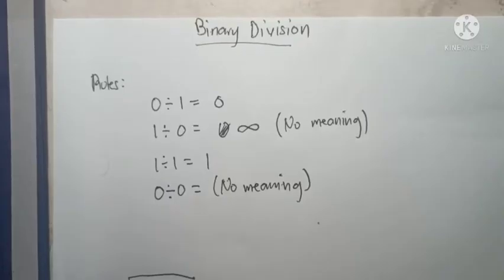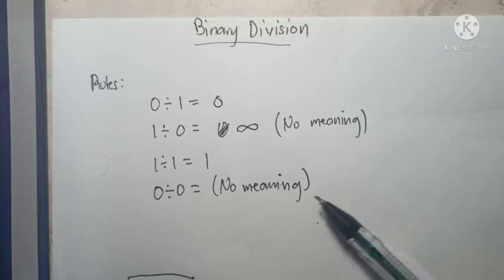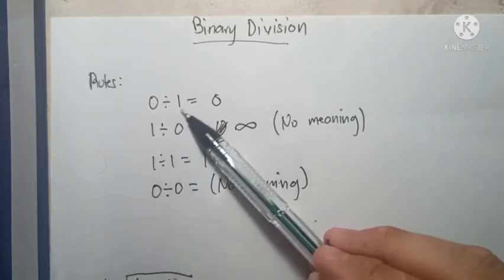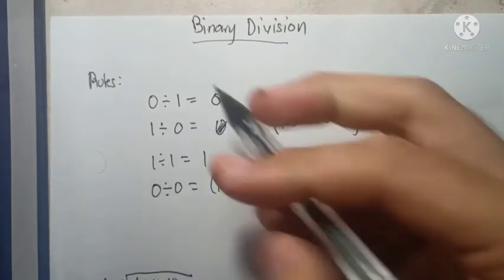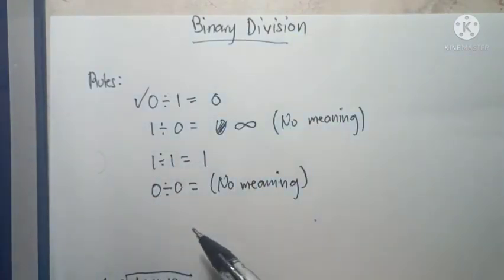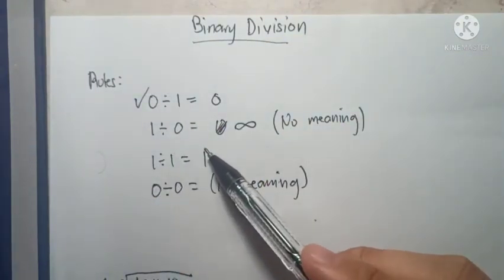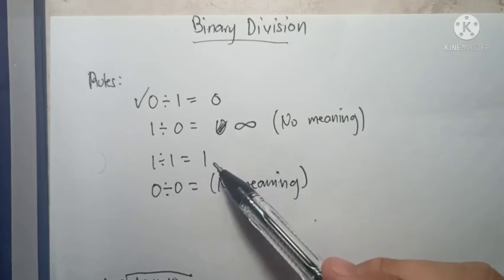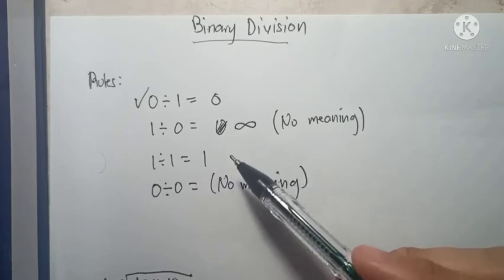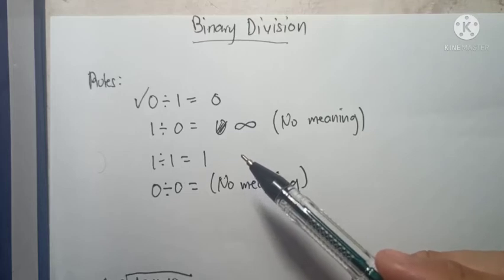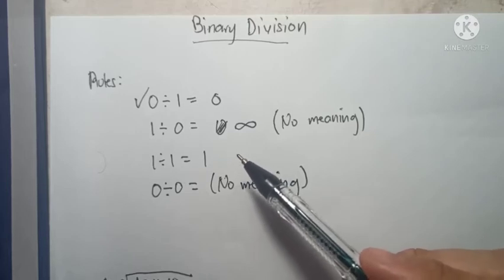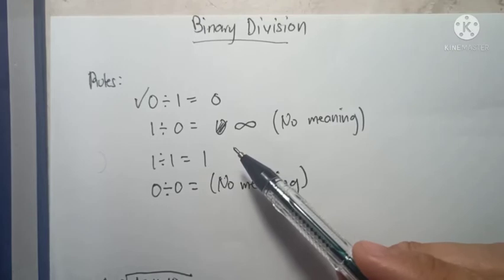Binary division. Division of binary numbers is similar to normal division. Binary division can be performed by using the following rules. 0 divided by 1 equals 0. 1 divided by 0 equals infinite. But in case of binary, there is no meaning for getting the infinite value, so we are not using this rule.